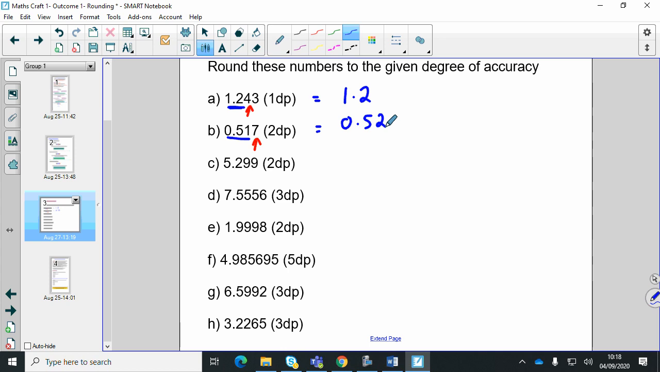Question C, 5.299 to 2 decimal places. Well, there's our 2 numbers after the point, so 5.29, and then we check this one along here. Does that round it up, or does it stay the same? Well, it rounds it up because 9 is bigger than 5. So that is now going to become 5.30.